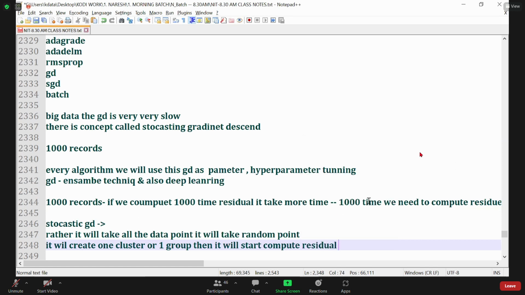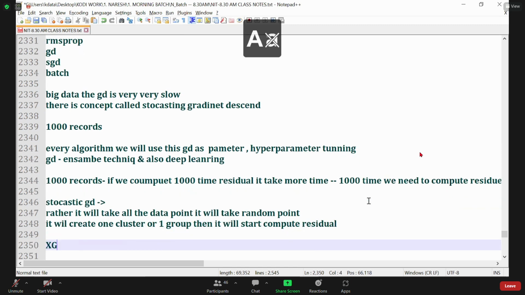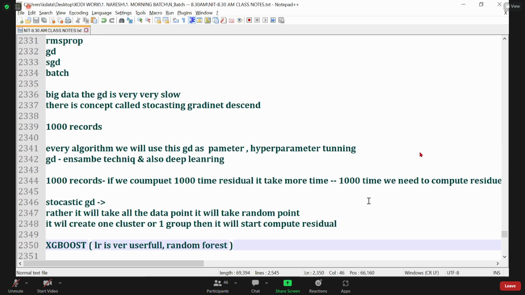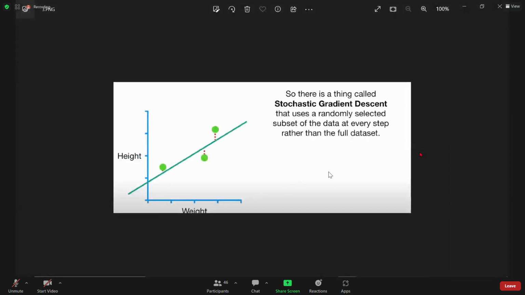Guys, in XGBoost, there is an algorithm called extreme gradient boosting. In XGBoost, the learning rate is very, very useful. In random forest too, the learning rate is very useful. So please understand that each and every concept is connected with the others. Gradient descent mostly comes up with the linear part. So let's see what stochastic gradient descent does. Let's have a look at this.